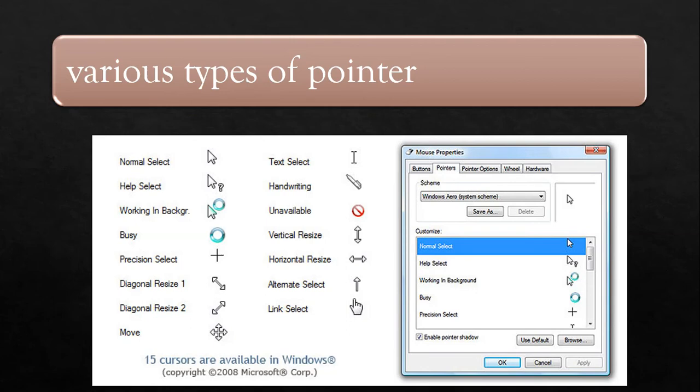Various types of pointers. See, in a mouse there are various types of mouse pointers, and they indicate some typical things. If the cursor is normal, then it is called normal. If a question mark is added, then it is help select. If there is a circle rotating, then it is working in background. If the cursor is not working and there is a circle in place of the cursor, then it is busy, and so on. There are lots of things here that we can see: when the cursor performs any special task, it changes into that type of view.